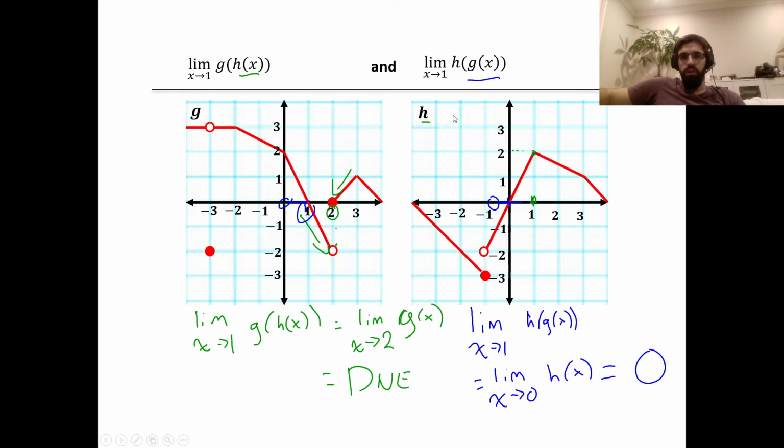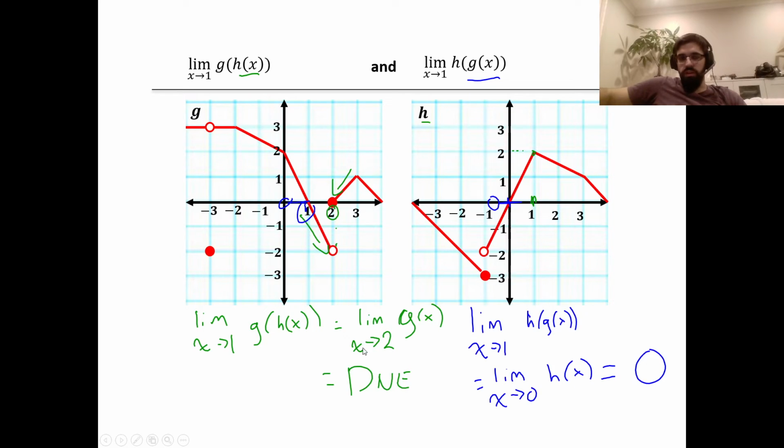So what that looks like is we'll find the limit as x approaches 1 of h of x. So we'll look on our graph for h. At x equals 1, from the left and from the right, our limit approaches 2. So we can say the limit as x approaches 1 of g of h of x is equal to the limit as x approaches 2 of g of x.